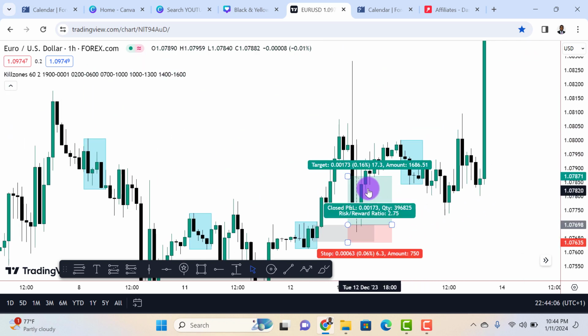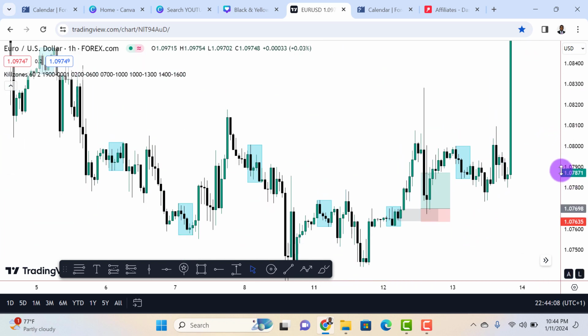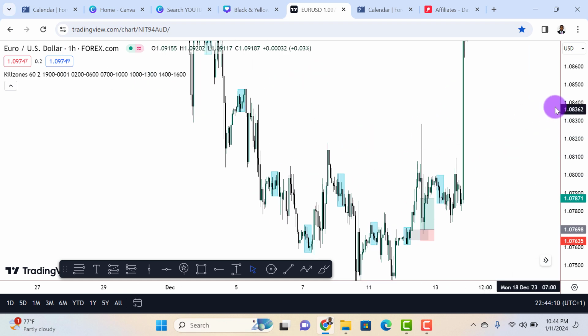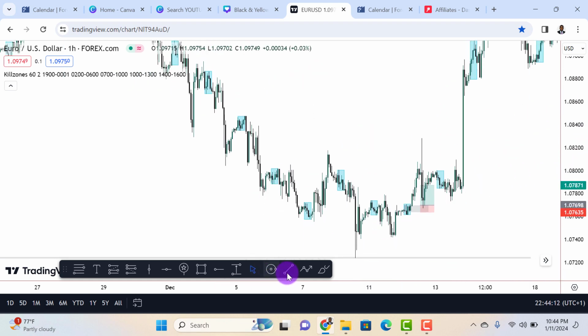All right, that's where you're going to be buying. So where are you buying into? You are buying into the next drawn liquidity. Where's the next drawn liquidity? You can see very clearly that you have an old high here.